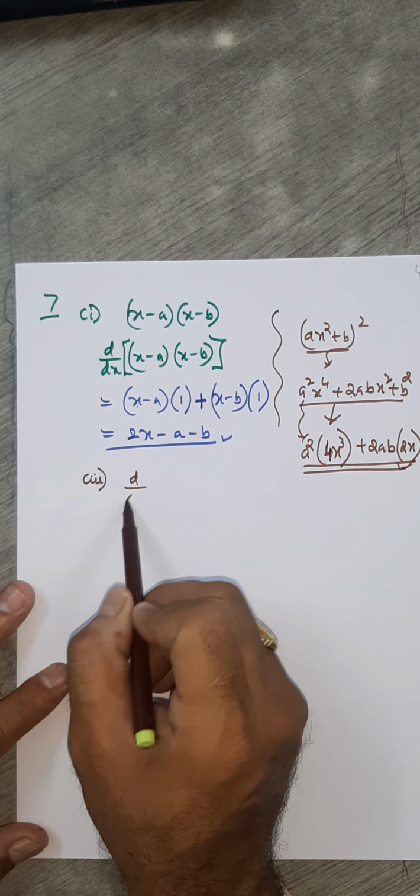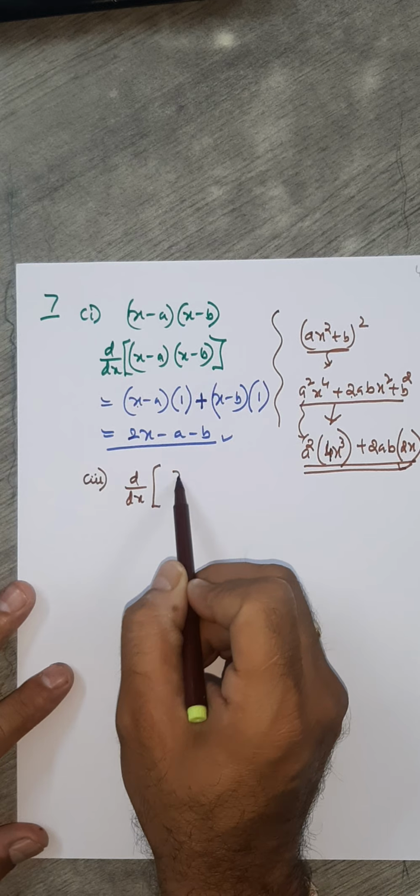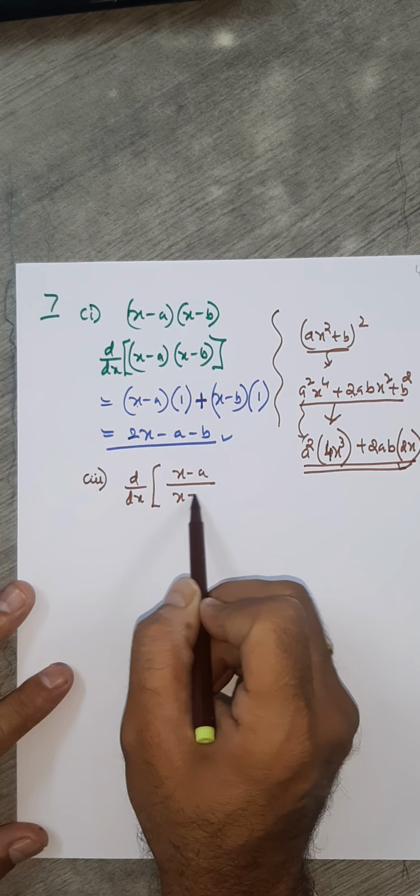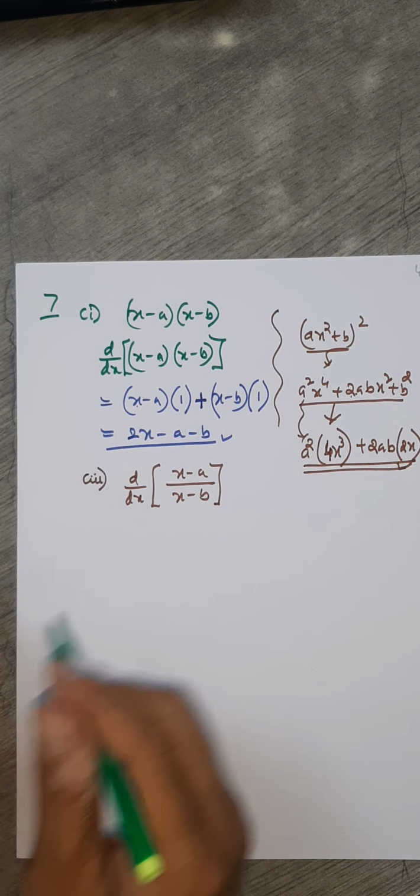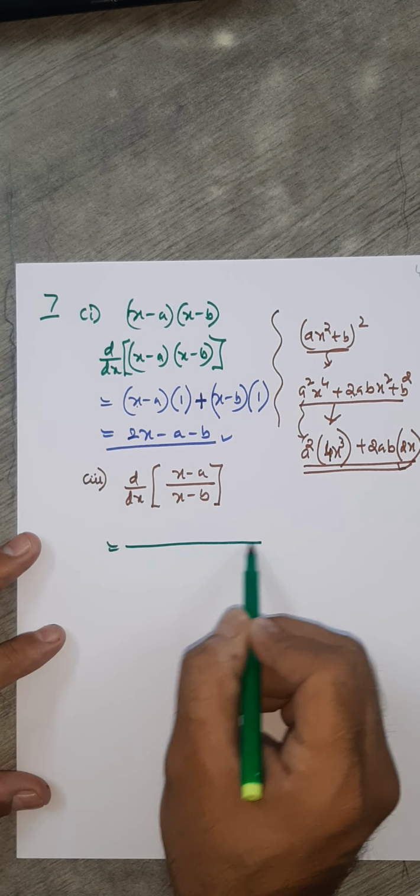d by dx of which function? x minus a upon x minus b. Which rule? Division rule. So squared the denominator function, you know.